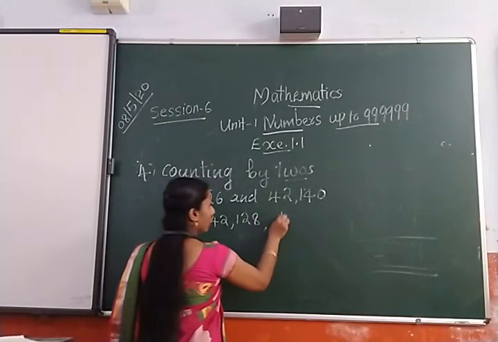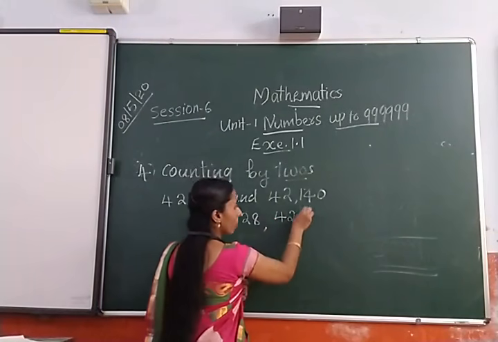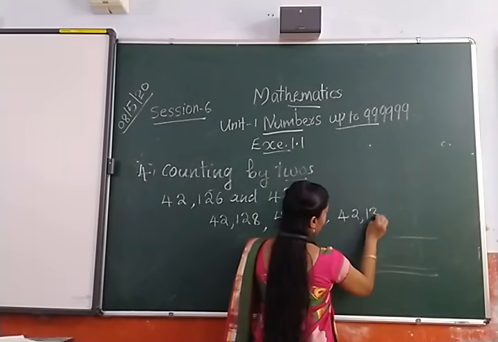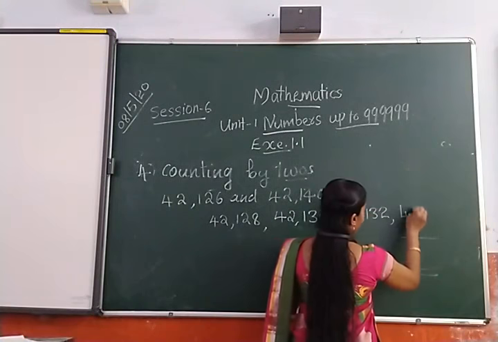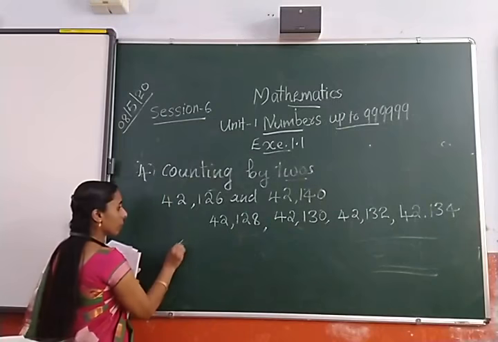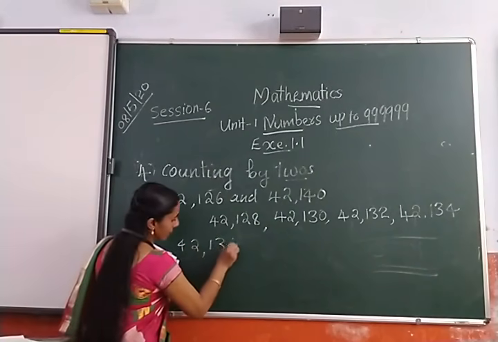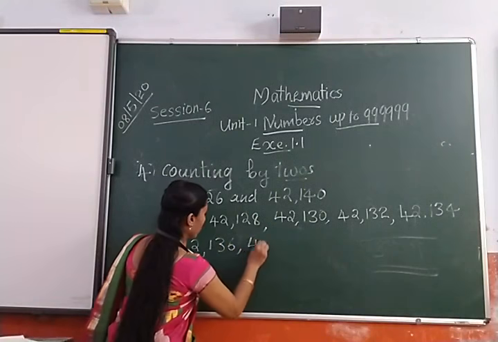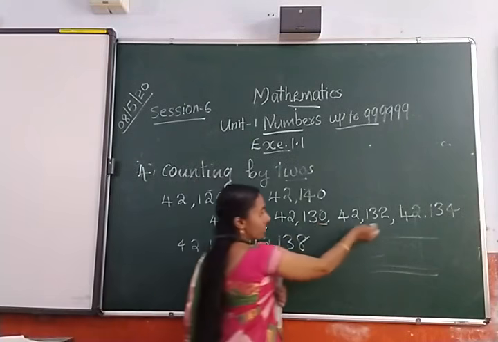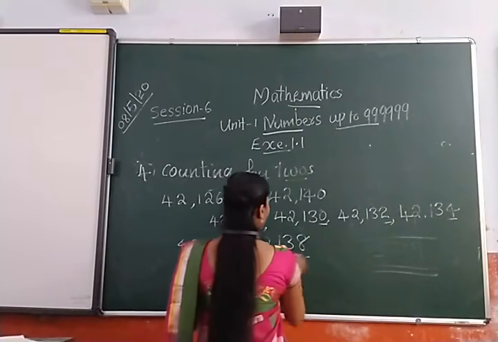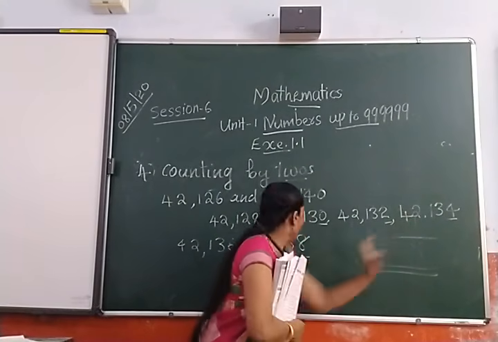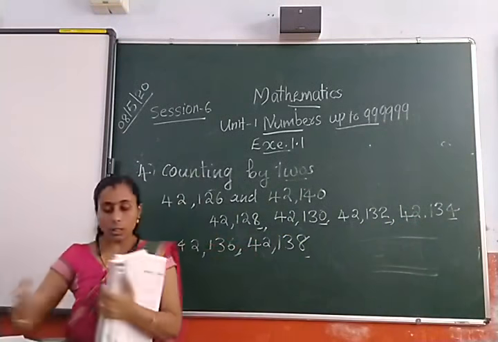That should be the answer: 42,128. Next number 42,130. Next number 42,132. 42,134. Next number 42,136. And last number 42,138. Only one place changes here. Okay? That one place changes: 8, 0, 2, 4, 6 and 8. Next question.